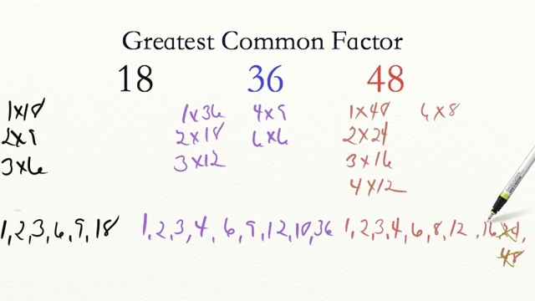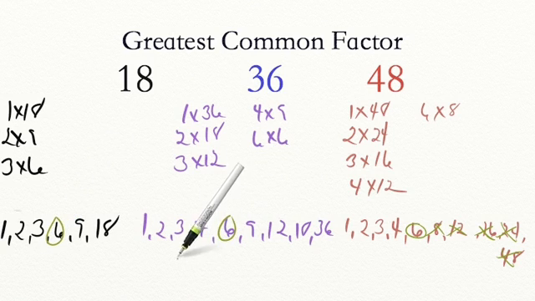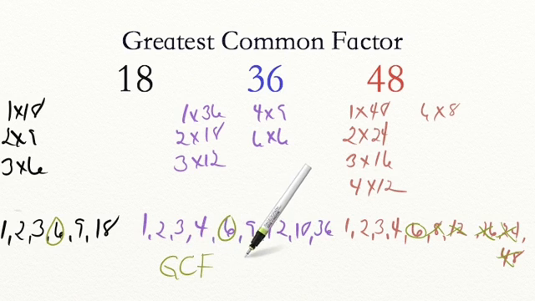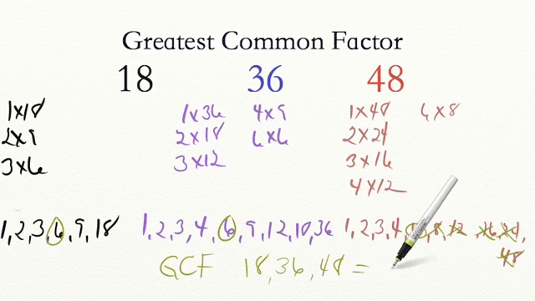Let's look at 16. 36 and 18, neither of them have a factor of 16, so I'm going to cross that out again. How about 12? Well, 36 has a factor of 12, but 18 doesn't, so we can go ahead and cross out 12. How about 8? 36 does not have a factor of 8, and neither does 18. What about 6? 36 has a factor of 6, and 18 has a factor of 6. So we have now found our greatest common factor for these three numbers. The greatest common factor for 18, 36, and 48 equals 6.